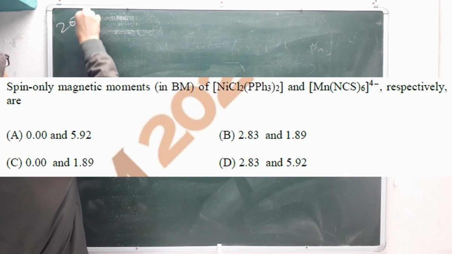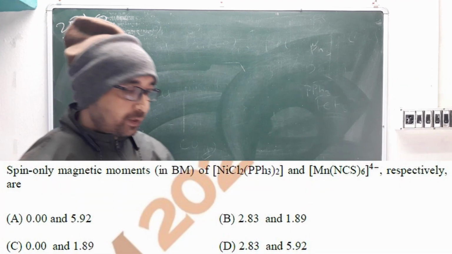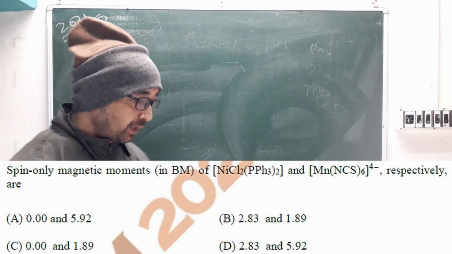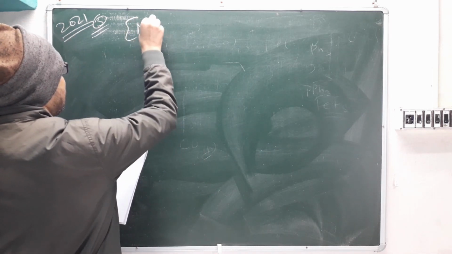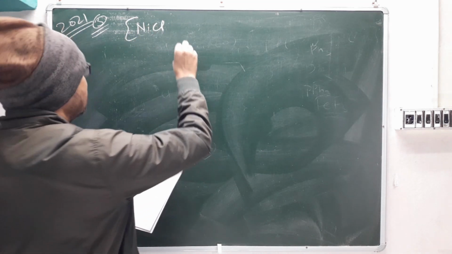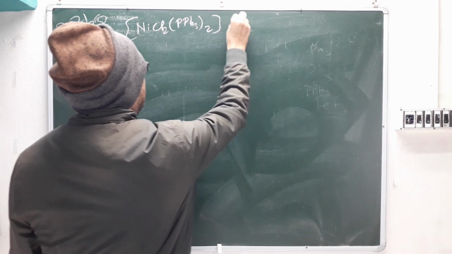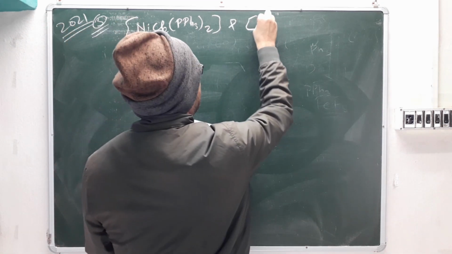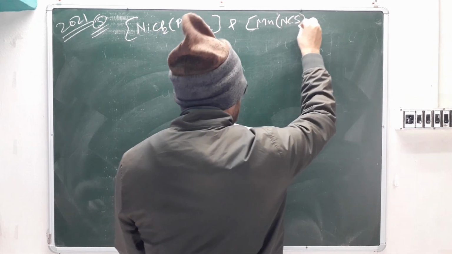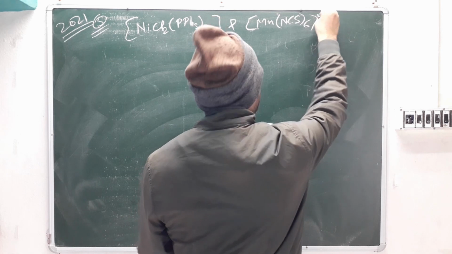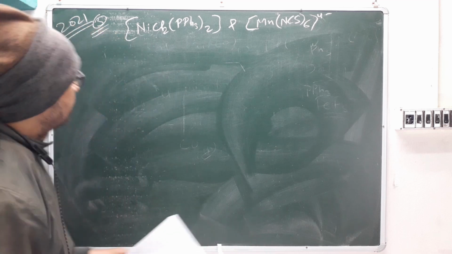So from 2021, question number 3. You can see on the screen, they are asking the spin only magnetic moments in Bohr magneton. For the complexes they have given nickel Cl2 (PPh3) twice, and the second complex, Mn(NCS)6 with charge 4 minus, respectively. For both complexes you have to calculate the Bohr magneton value. So you have to just find out the number of unpaired electrons in these 2, correct?